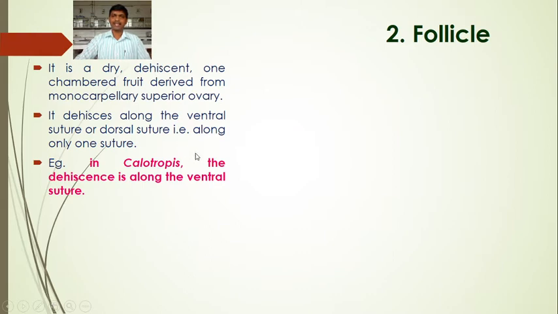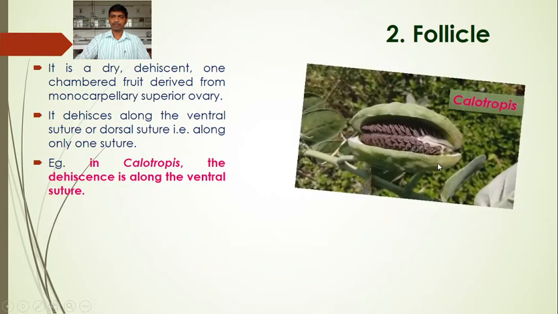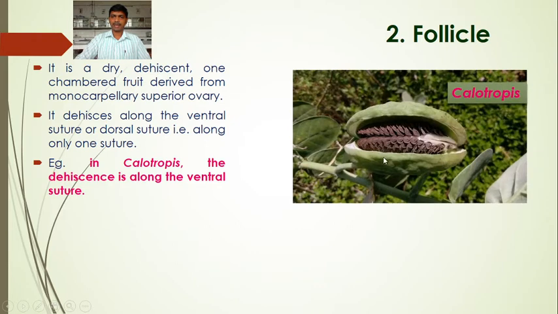For example, in Calotropis, the dehiscence is along the ventral suture. Here we can see the fruit of the Calotropis plant. Here it dehisces along the ventral suture. So such a type of fruit is a follicle fruit, where it dehisces along the ventral suture. For example, Calotropis.